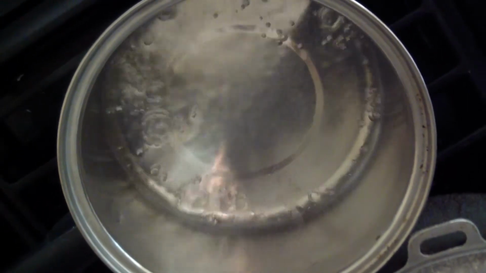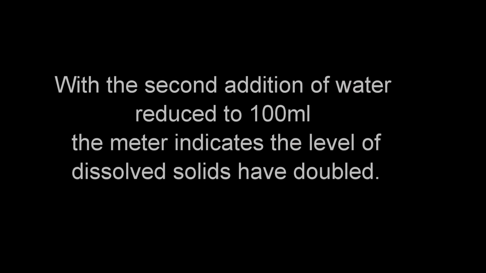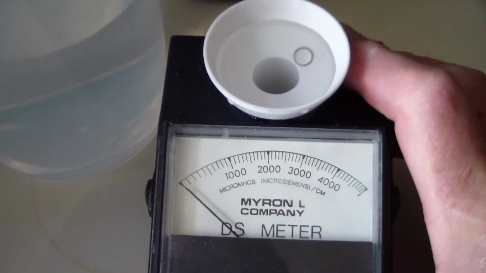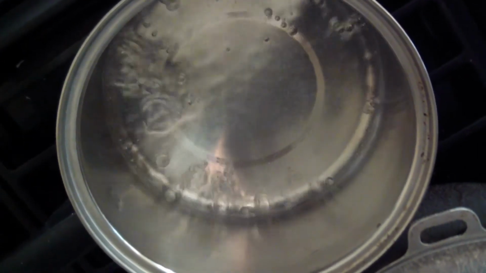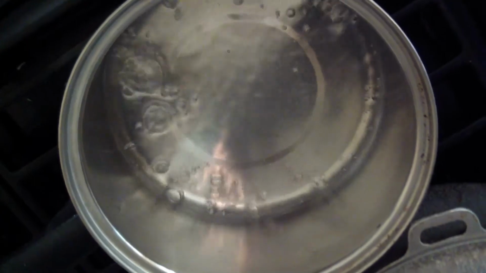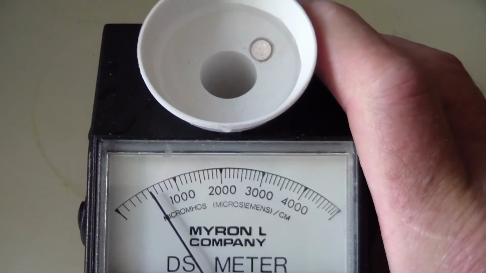Once the boiling process begins, the second 100 milliliters of water is added. Once this is rendered to approximately 100 milliliters, a measurement is taken. The meter indicates the concentration has doubled. Then the third 100 milliliters is added and the process continues. The measurement of the third addition indicates just over 500.